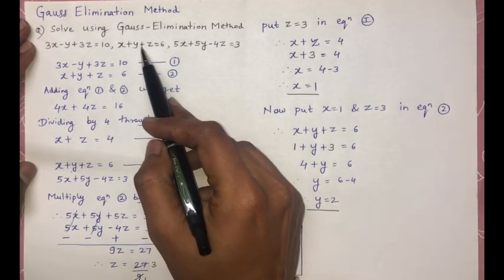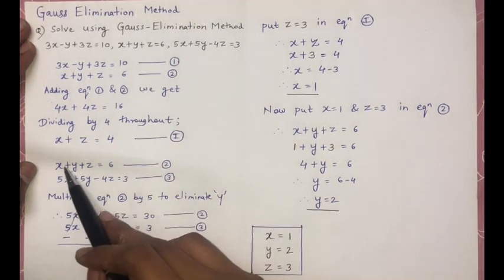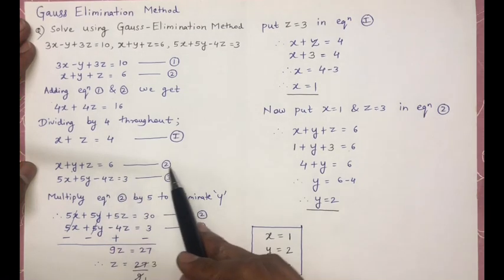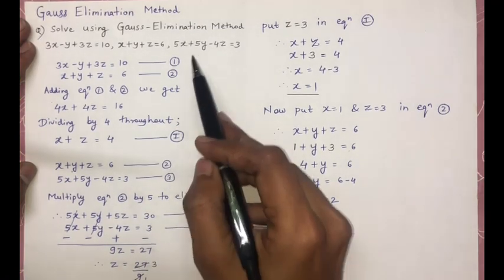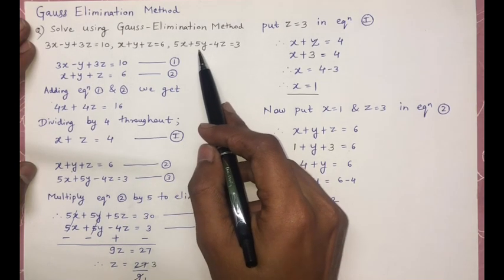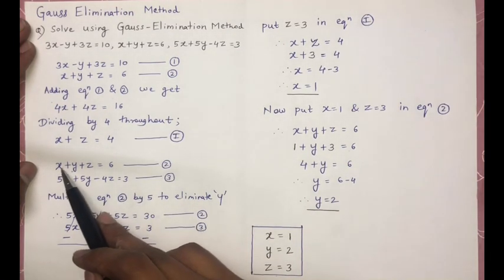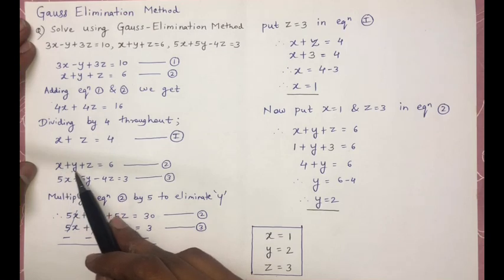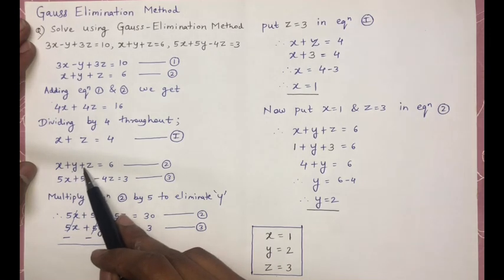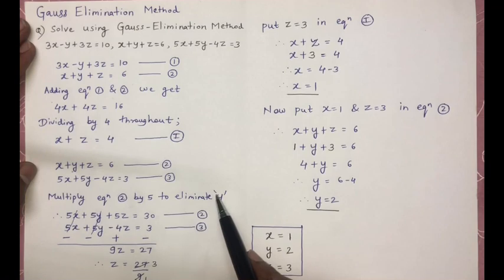Then I will take again equation 2 with equation 3. So again x plus y plus z is equal to 6. This is my equation number 2. And the new equation will be added or subtracted. So this is 5x plus 5y minus 4z is equal to 3. So that is my equation number 3. So here you can clearly see equation 2 does not have any coefficient. So I have to multiply this equation number 2 by 5 to eliminate the term y.